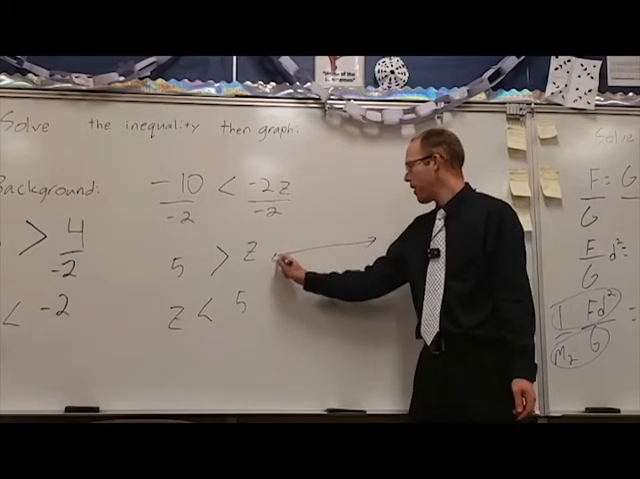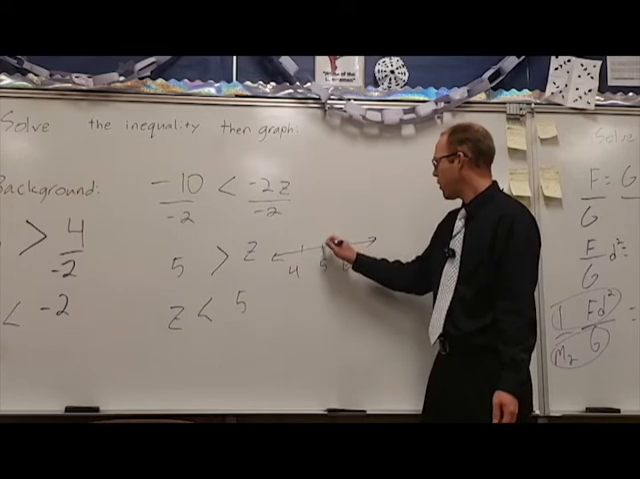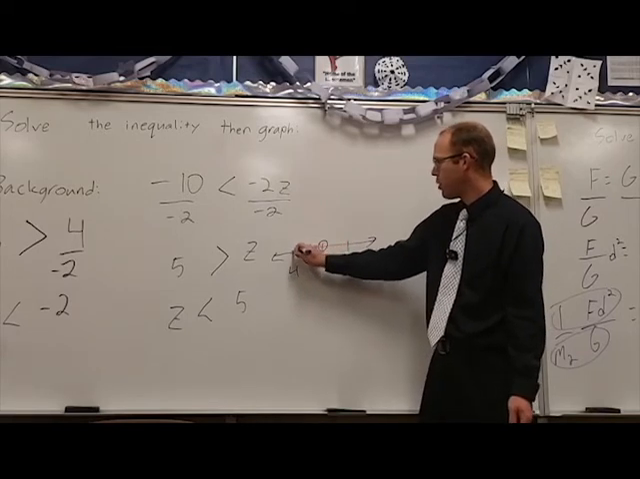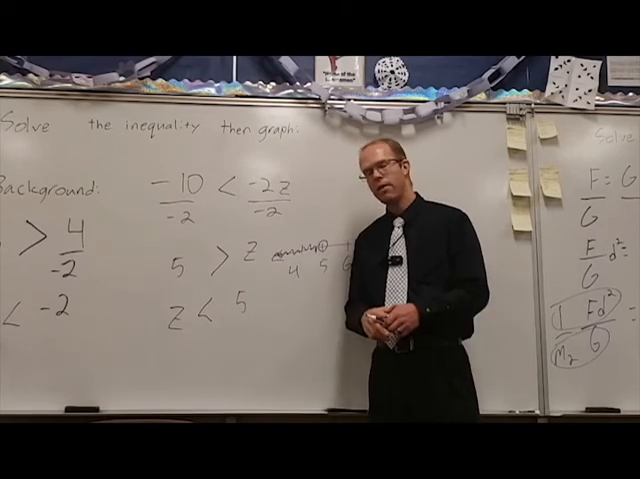Let's go ahead and graph that. Here's 5, 6, and 4. Open circle, and we're again going to shade to the left because we want our numbers to be smaller than 5.